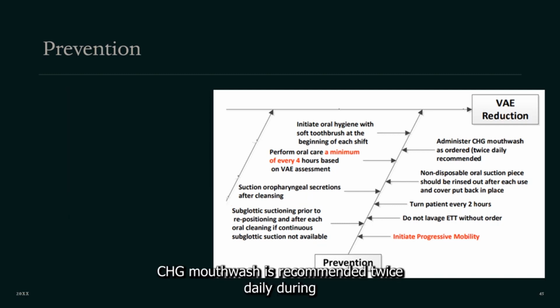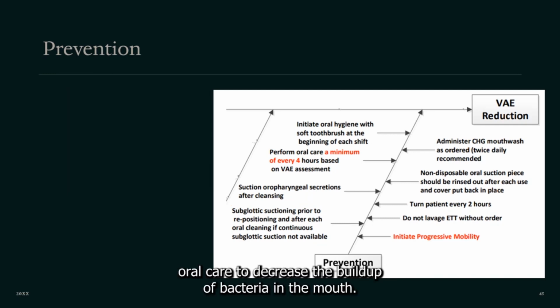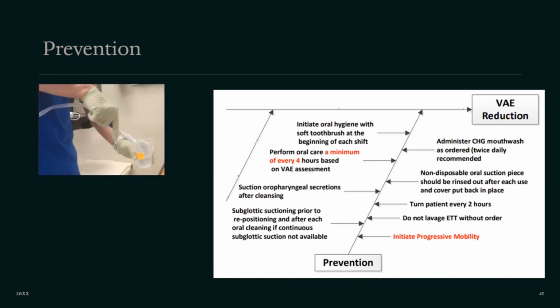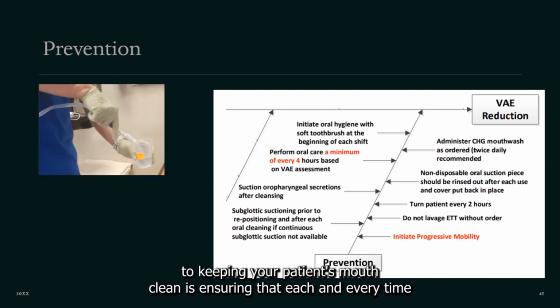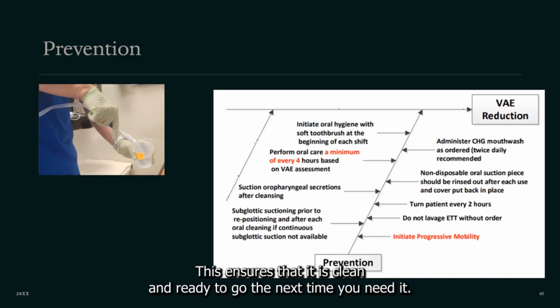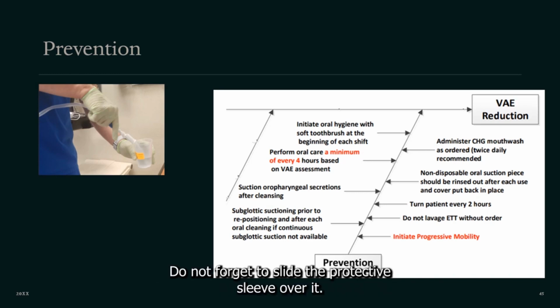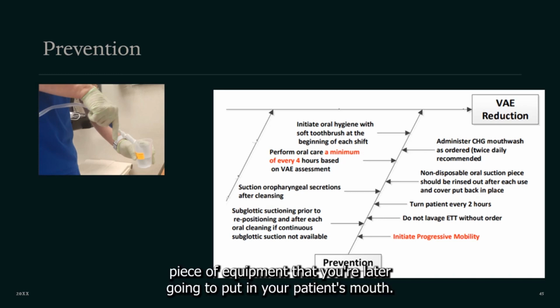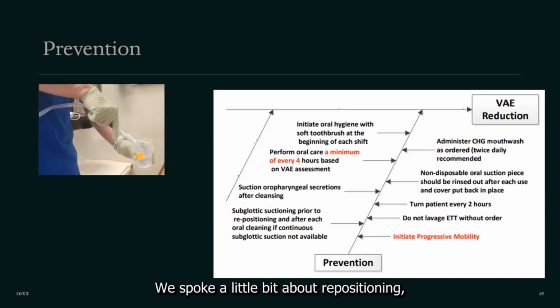CHG mouthwash is recommended twice daily during oral care to decrease the buildup of bacteria in the mouth. A crucial piece to keeping your patient's mouth clean is assuring that each and every time you use the disposable suction piece in your patient's mouth, you rinse it out. This ensures that it is clean and ready to go the next time you need it. Do not forget to slide the protective sleeve over it. This ensures that no bacteria is able to cling to the piece of equipment that you're later going to put in your patient's mouth. We spoke a little bit about repositioning earlier, so we're going to gloss over that.